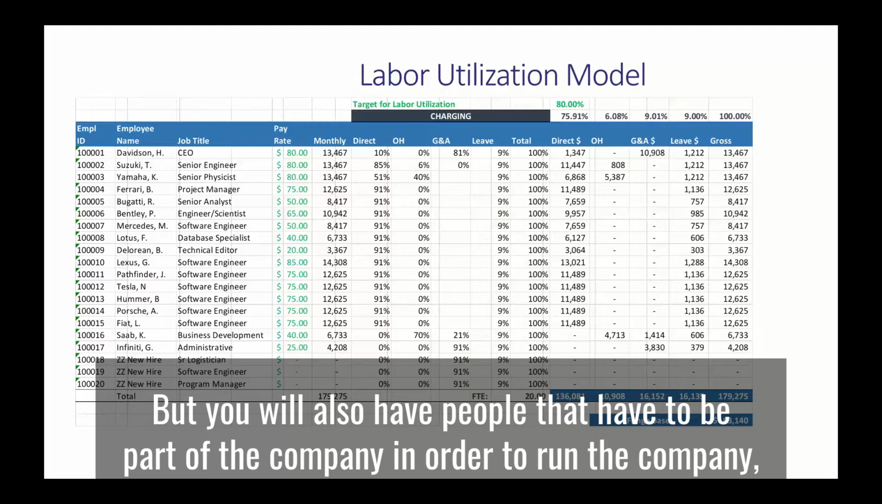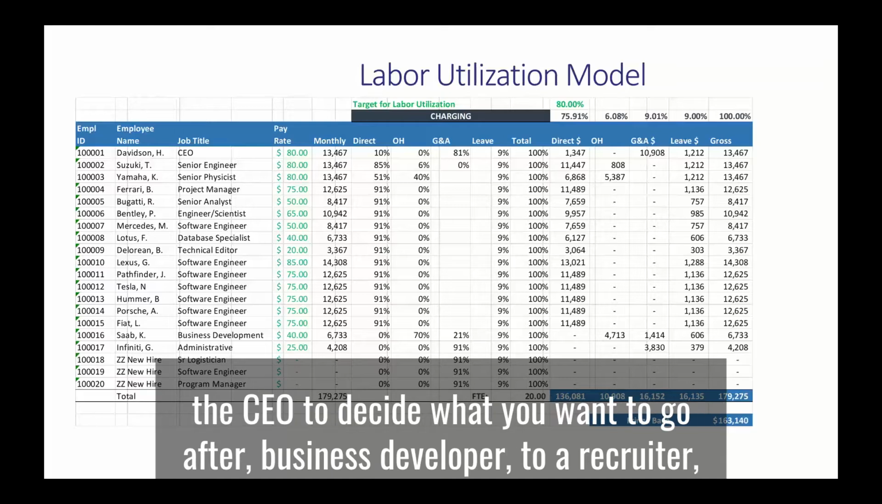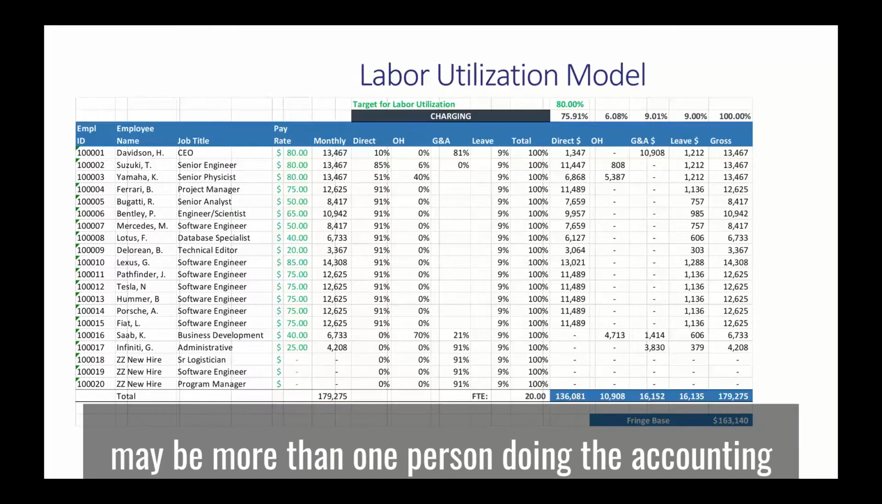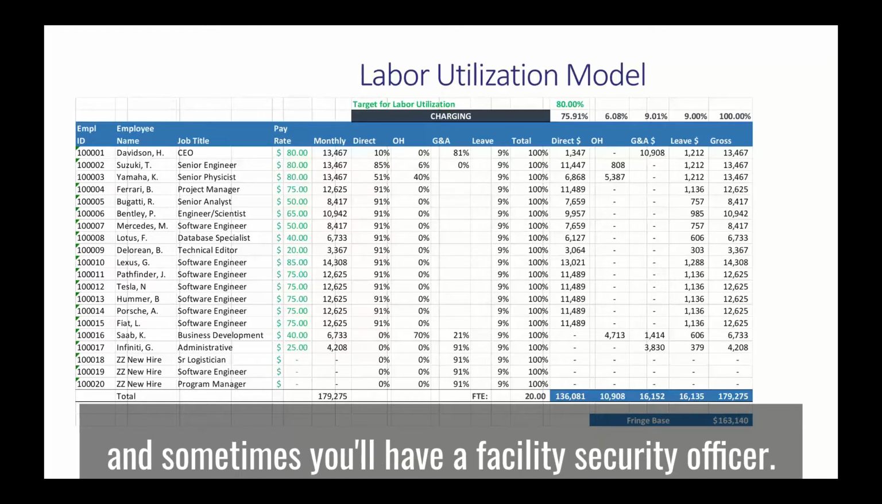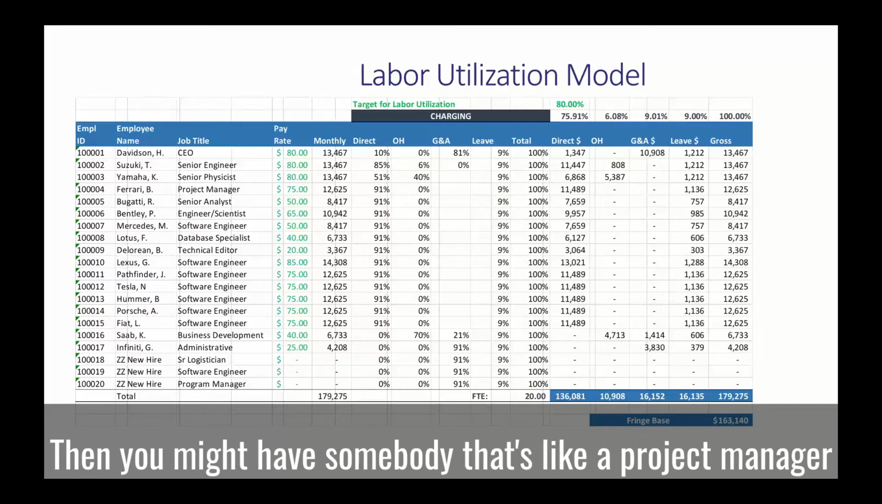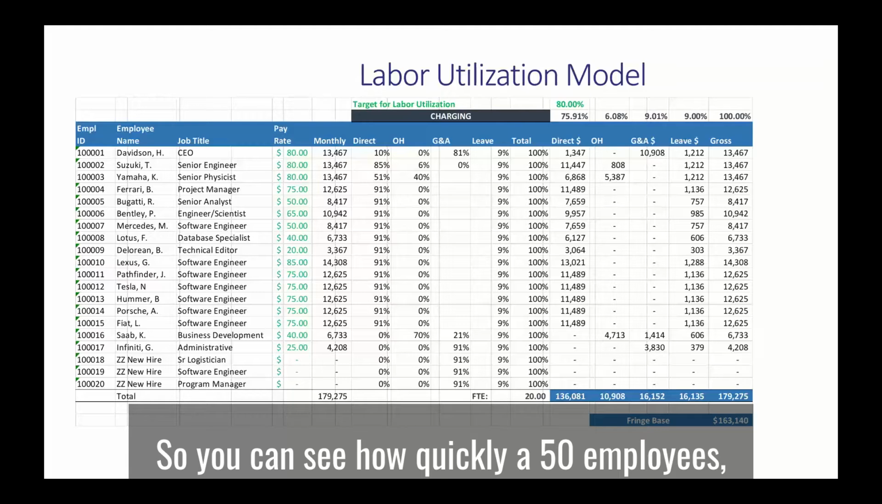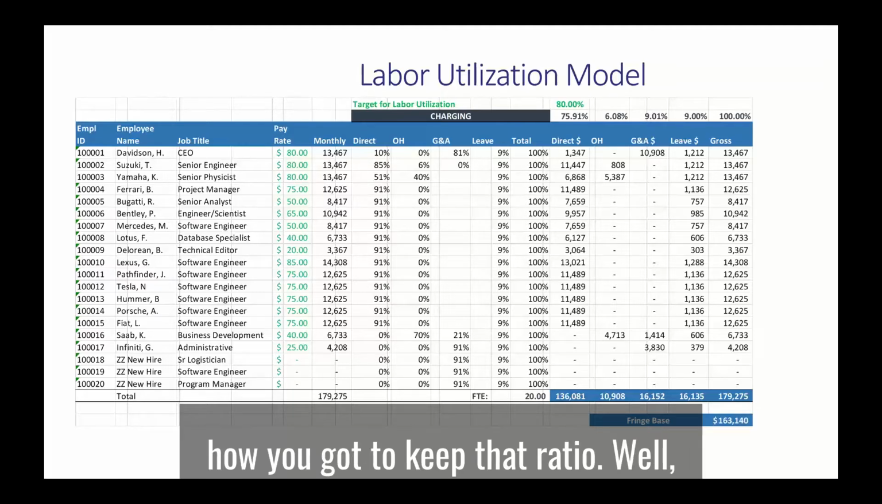But you will also have people that have to be part of the company in order to run the company. The CEO to decide what you want to go after, a business developer, a recruiter, a human resources person, somebody that's doing the accounting, maybe more than one person doing the accounting. And sometimes you'll have a facility security officer. Then you might have somebody that's like a project manager, or a project controller, or somebody that does a lot of the reporting and scheduling on the contracts. So you can see how quickly, of 50 employees, you've got to keep that ratio.